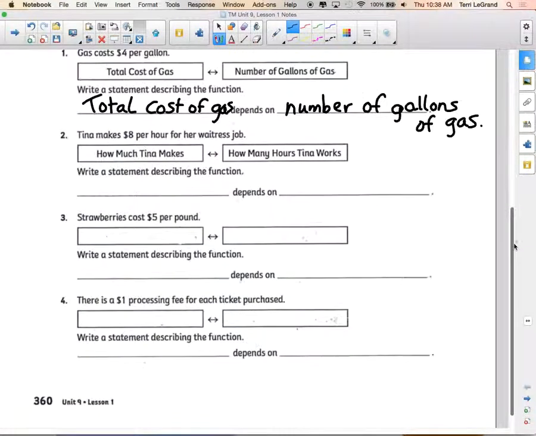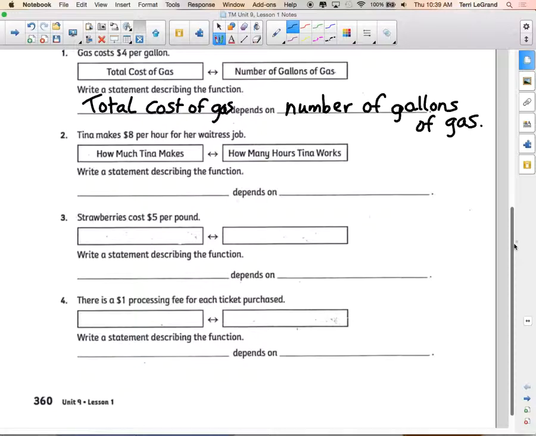Number 2, Tina makes $8 per hour for her waitress job. Well, again, the $8 is set, that doesn't matter. What can change in this problem? Well, how much Tina makes can change. That would be a total, not per hour, how much money she makes altogether, and how many hours Tina works. That can change. Okay, let's decide which one depends on the other.